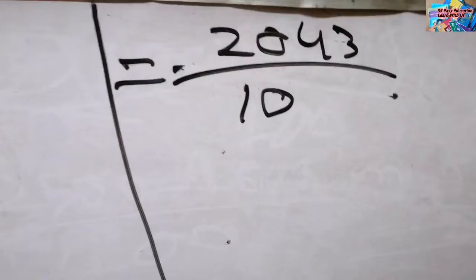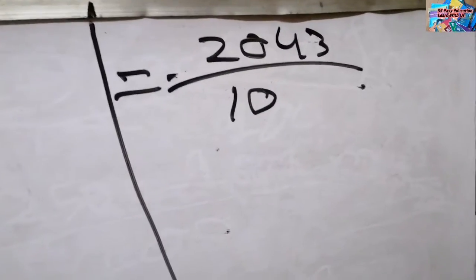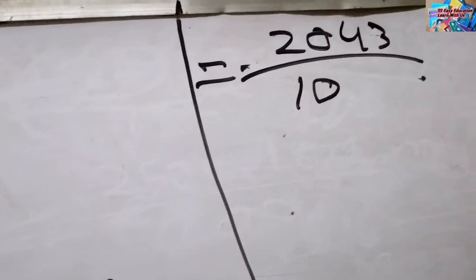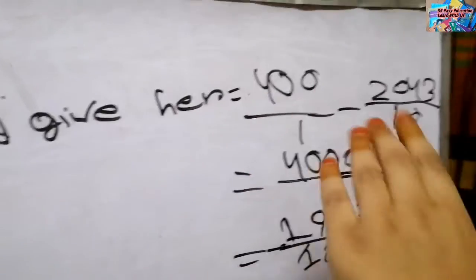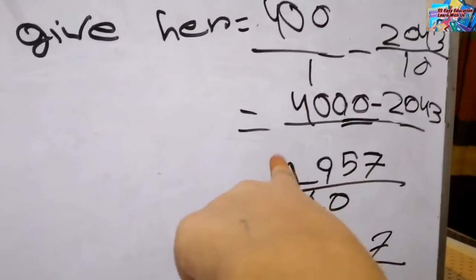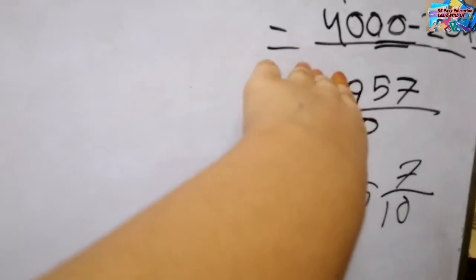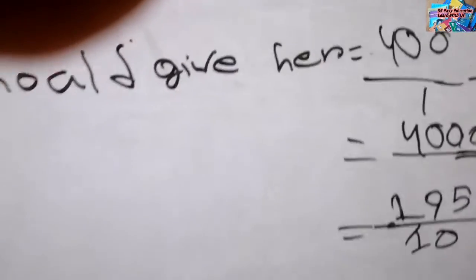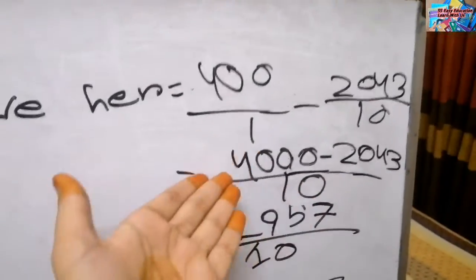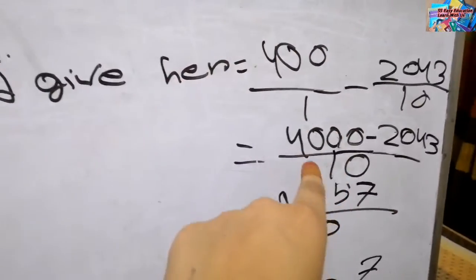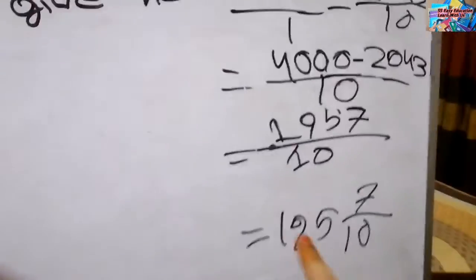No, but wait, we didn't turn it into a mixed fraction, because we need some other work with that. So let's do it and complete this question, okay? Her dad should give her this minus this, because this is a normal number. So I have given 1 here. Next, I have multiplied this, because 10 will be the denominator here. 10 divided by 1 equals 10. 10 times 400 equals this. Then 10 divided by 10 equals 1. 1 plus this equals this. So the last answer is this.